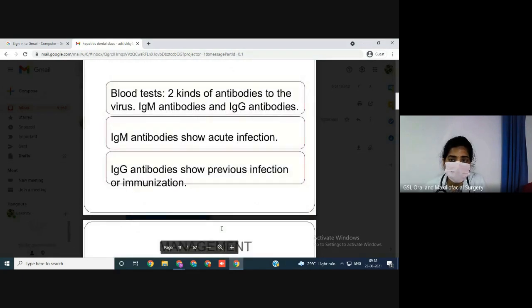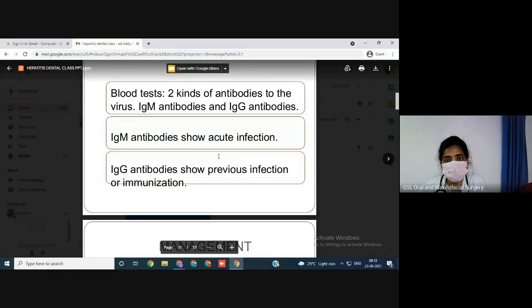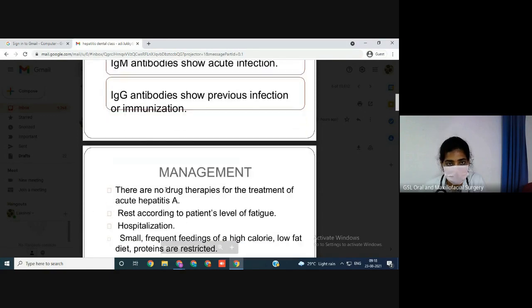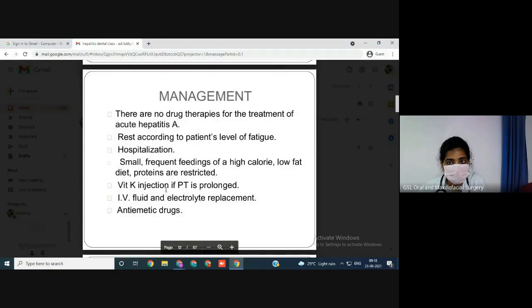What labs are to be done when you suspect a case of hepatitis A virus infection? We have to do IgG and IgM antibody testing for detecting viral antigen-associated antibodies. IgM antibodies show acute infection, and IgG antibodies show previous infection or immunization. I think people know about IgG and IgM antibodies: in any kind of infection, IgM antibodies indicate acute infection, that means the body is responding to the infection. And IgG antibodies are long-term memory antibodies, so that indicates the patient has a past history of infection.